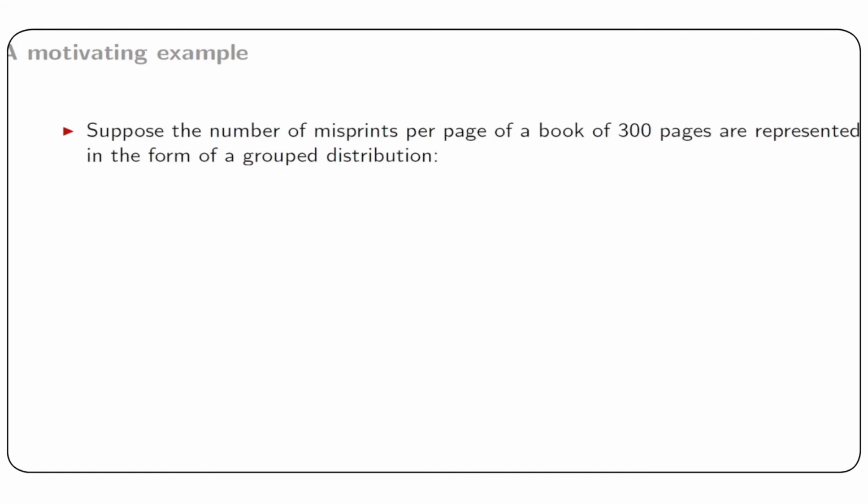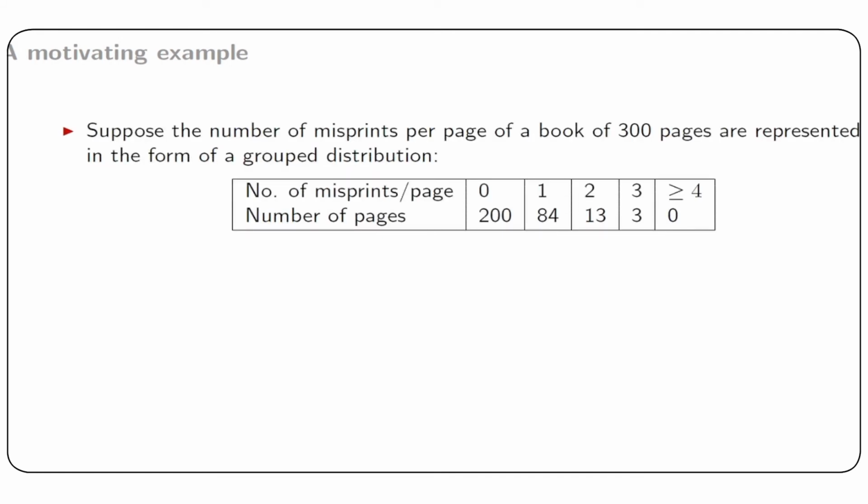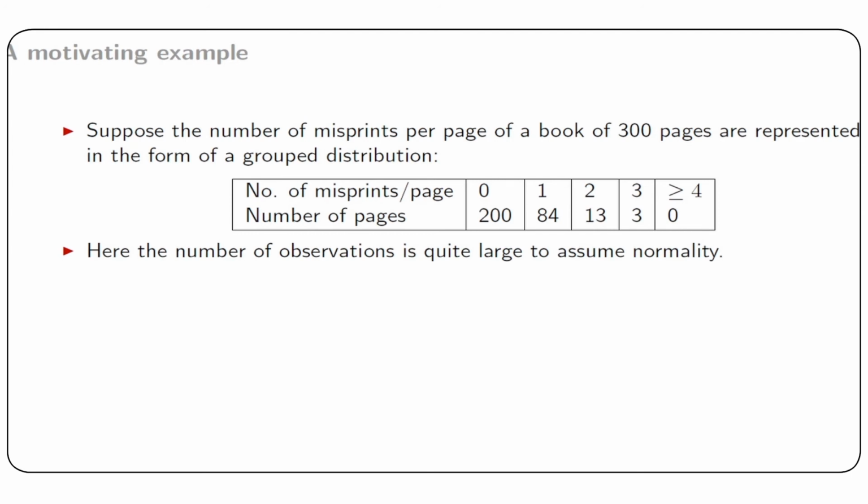Suppose the numbers of misprints per page of a book of 300 pages are represented in the form of a grouped distribution. So we have the classes, number of misprints per page, which is either 0, 1, 2, 3 or 4 and above, and the corresponding numbers of pages are given in the presentation. Here one can find that the number of observations, that is 300, is quite large to assume normality.